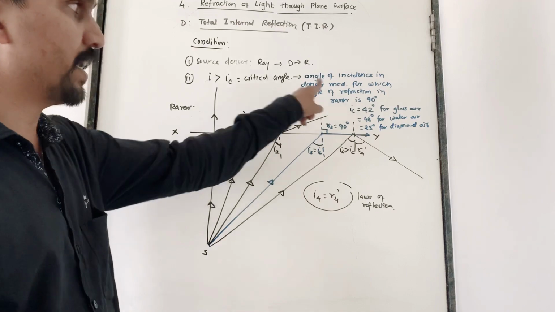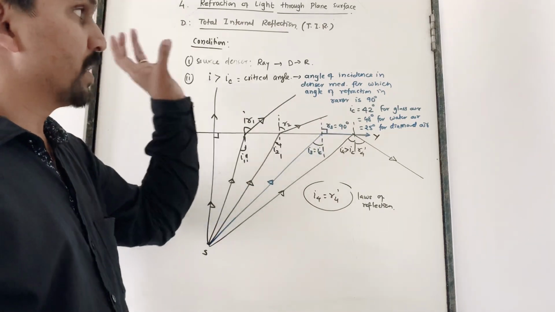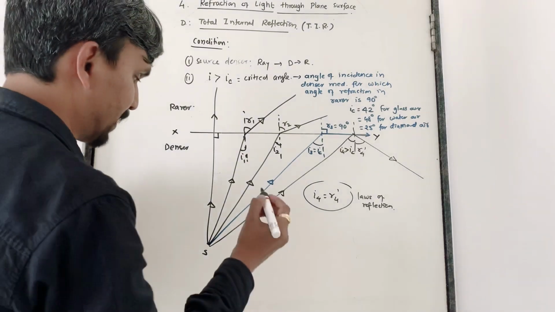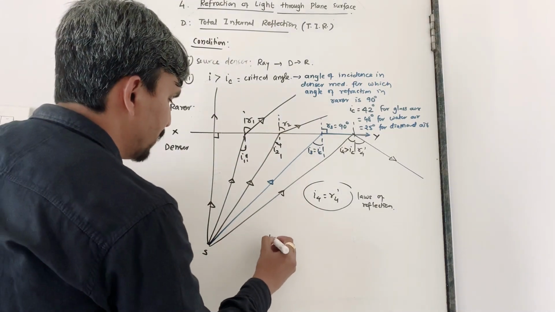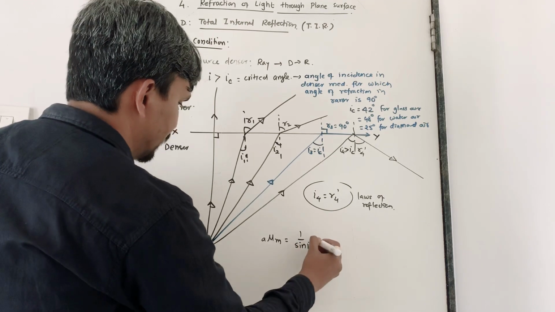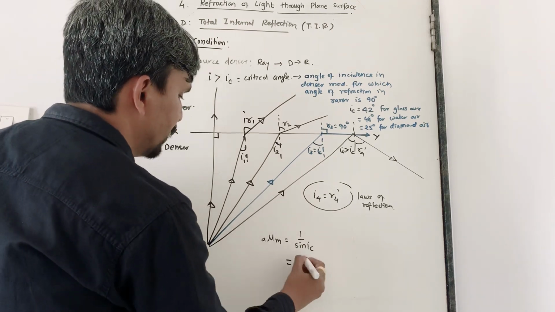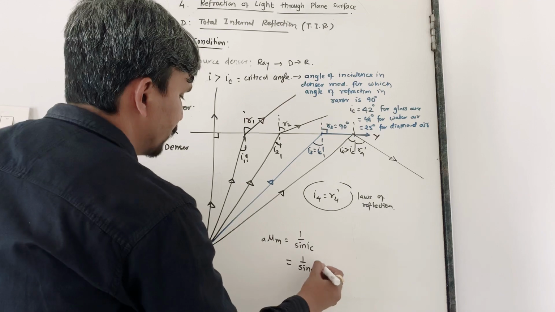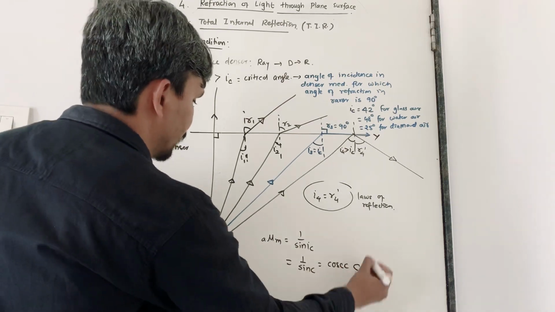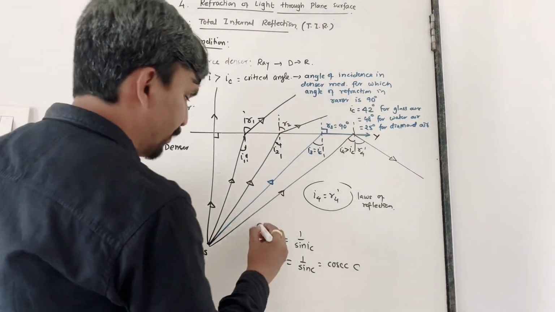What does the critical angle depend on? What is the relation between the critical angle and refractive index? The relation is refractive index n is equal to 1 upon sine IC, or some people write only 1 upon sine C, which is written as cosec C. So this is an important relation.